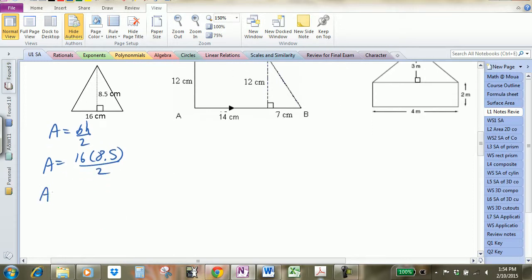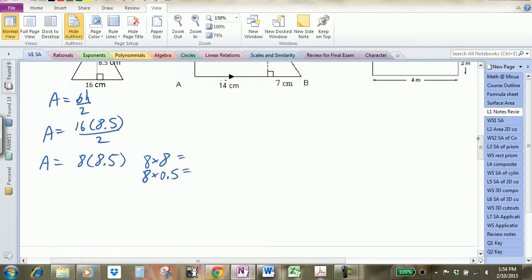What's 16 divided by 2? So really what we have is 8 times 8.5. So we can go 8 times 8 and 8 times what? The rest, 0.5. So we can break that into 2 pieces again. Okay, so we can multiply, breaking the second number into 2 pieces. 8 times 8 is easy, but what's 8 times 0.5? Remember, this is indicating half, 4. Good. Add them up.